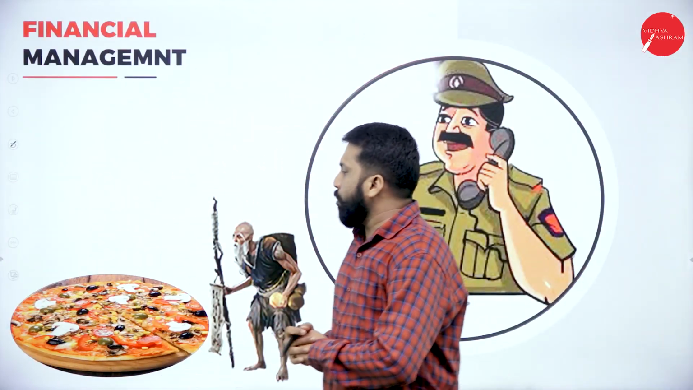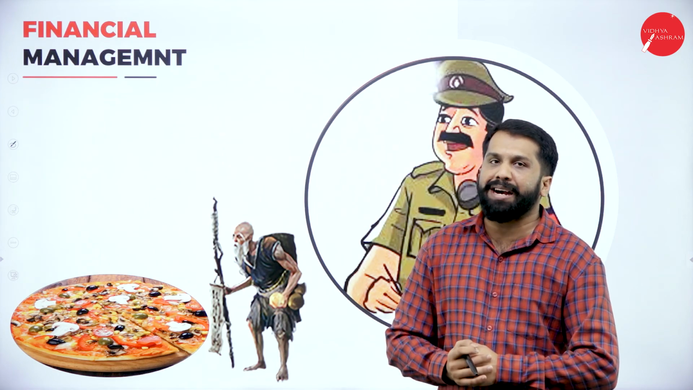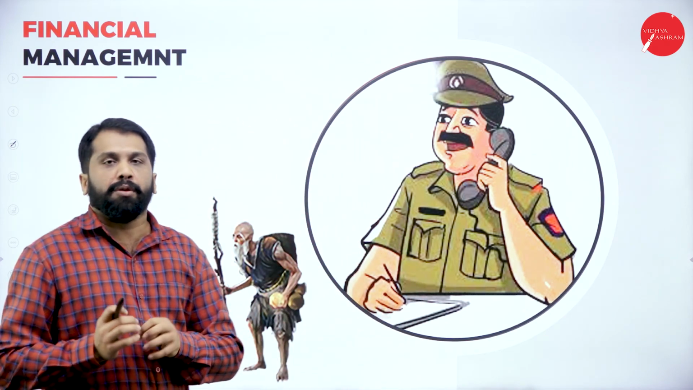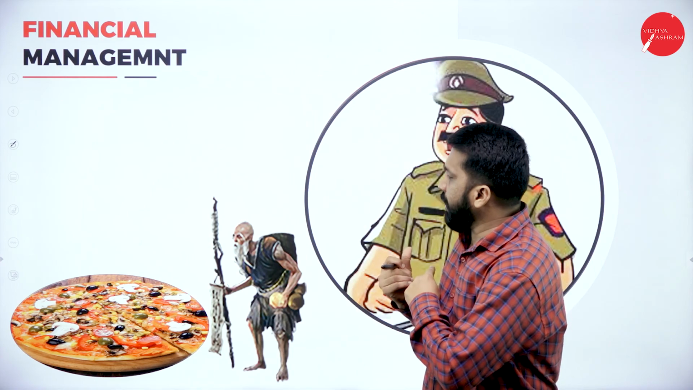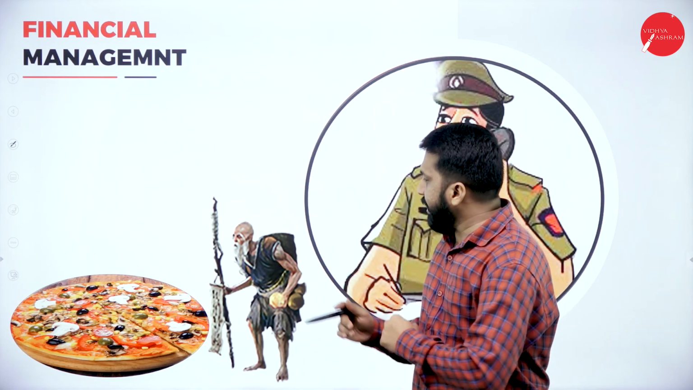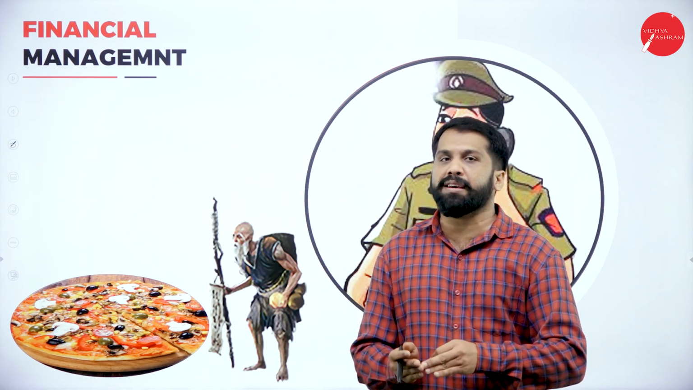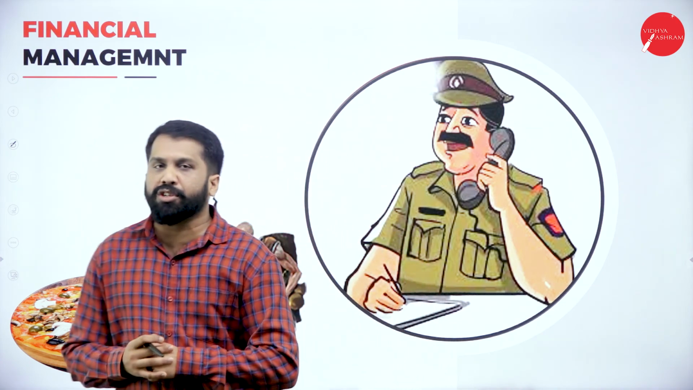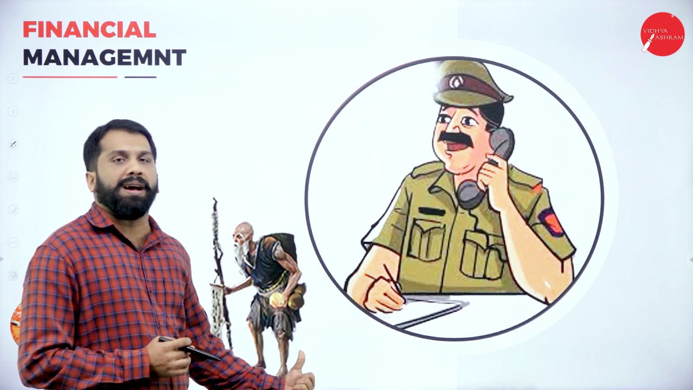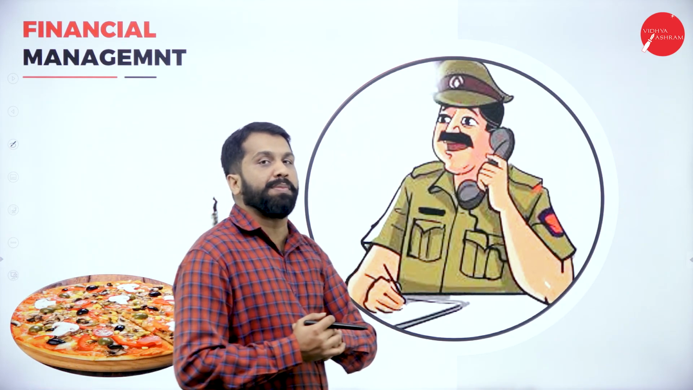Now, I hope you understood what financial management is, but I'll give you extra information about financial management with the help of this image. There are three things you can see in this picture. One is what we call a policeman or cop, and the second person is the poor fellow. We can call him a beggar, or else a poor man. And the last part is food. This is purely veg, nothing to worry. So we have three things in the picture: food, a poor man, and a policeman or cop.